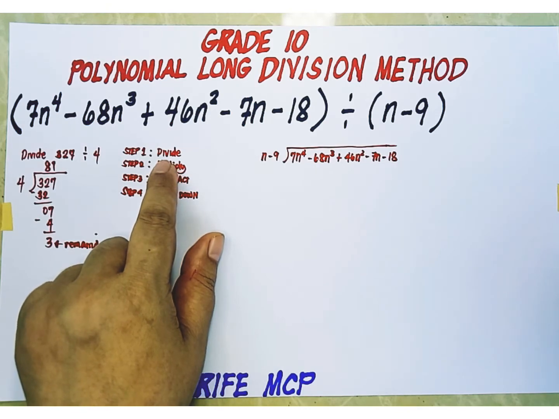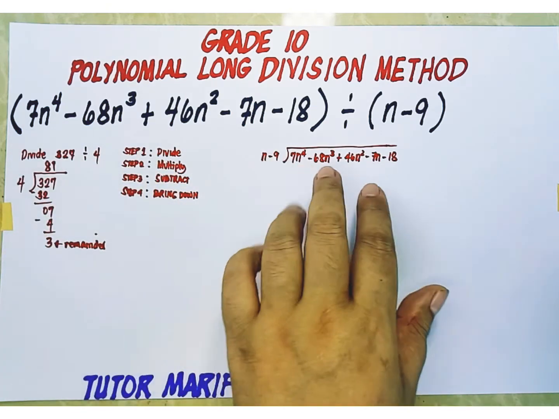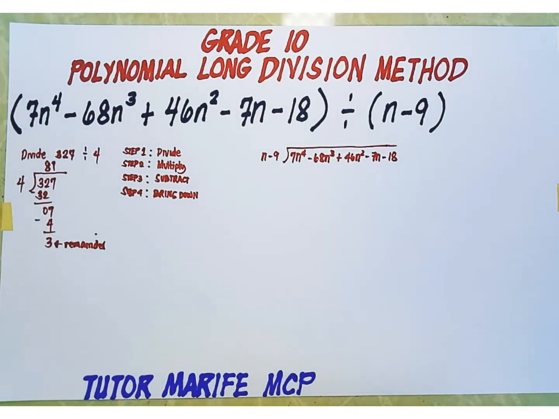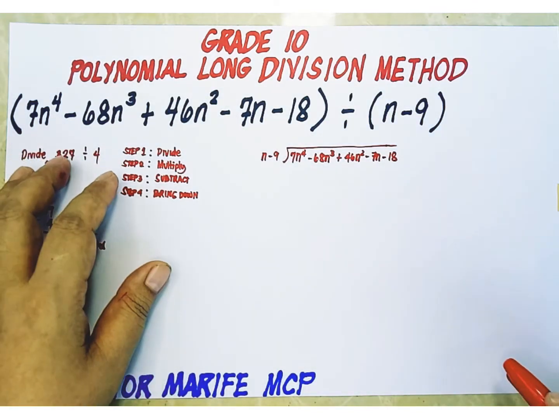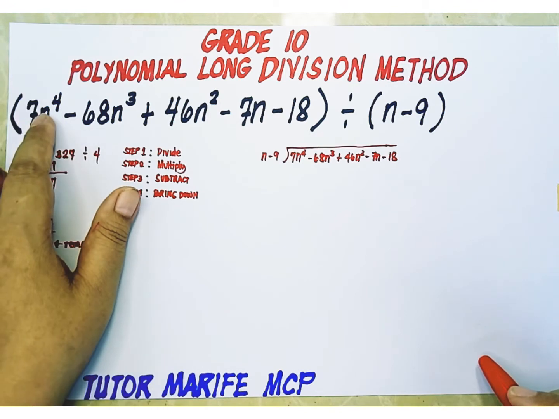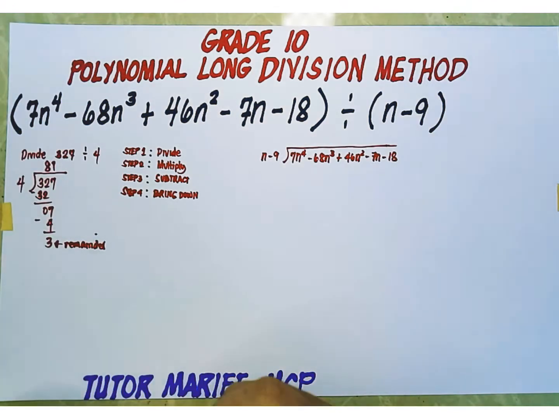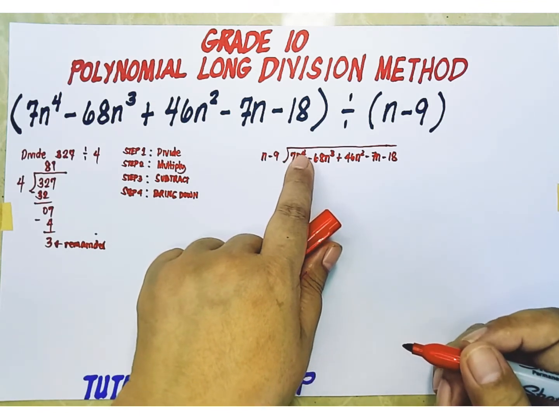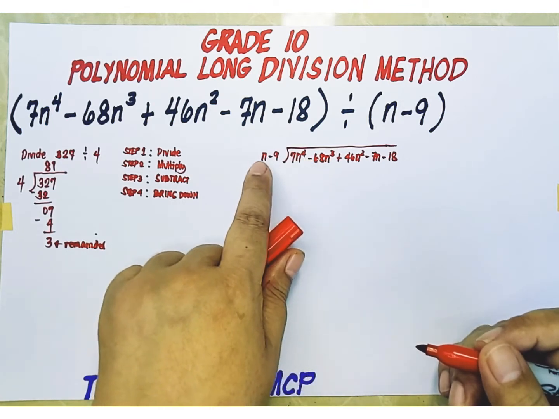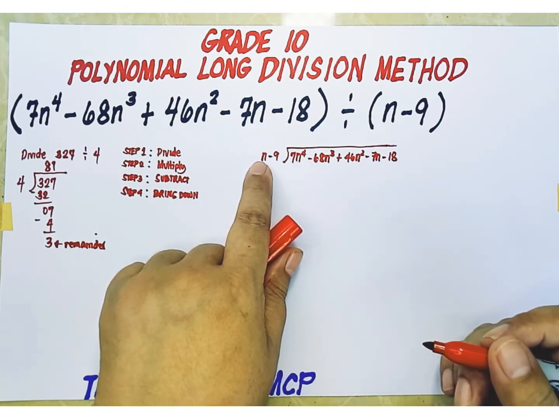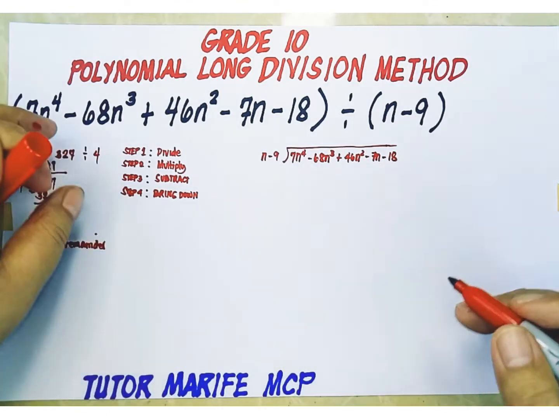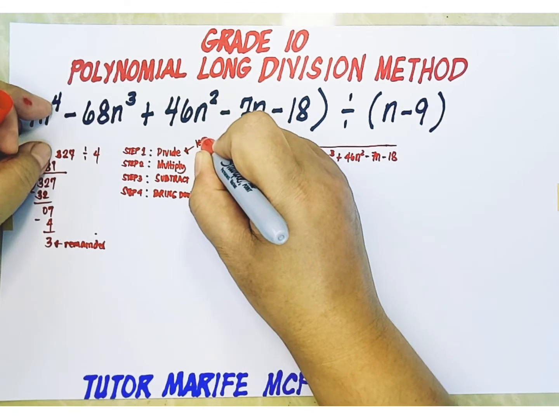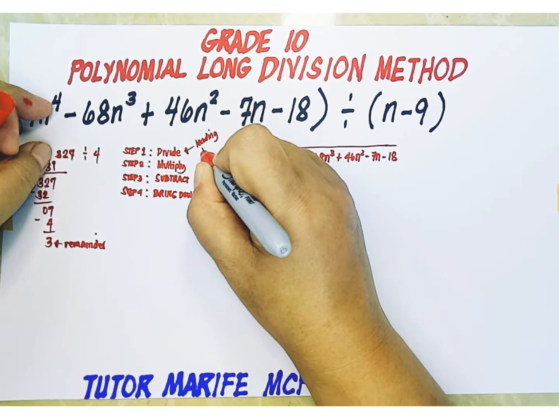To divide means you divide only the leading terms of the dividend and the divisor. Ano bang leading terms? Ang leading term is the term of the polynomial having the highest power. So, ang leading term natin dito ay 7n raised to 4 because it has the highest power. Ang leading term mo naman sa divisor mo is the n. So, divide only the leading terms.